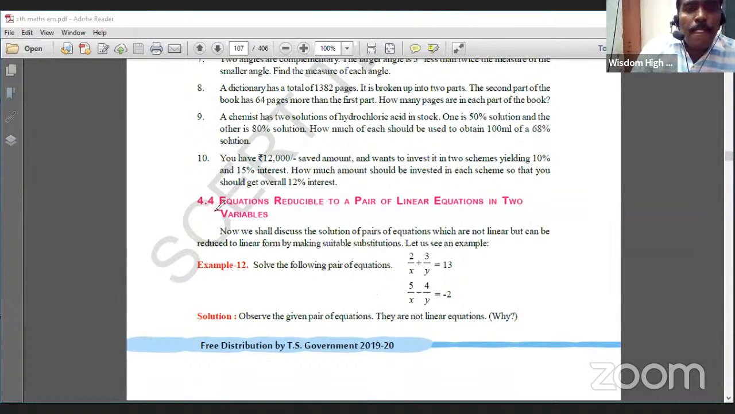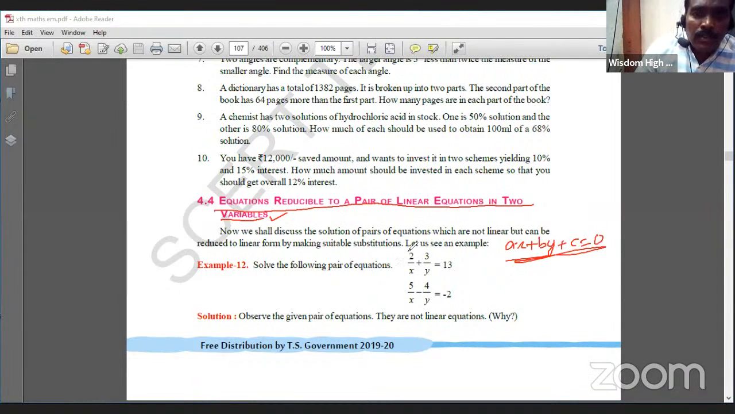The equations reducible to a pair of linear equations in two variables. You know that the general form of a linear equation is ax plus by plus c is equal to 0. This is the general form. Actually, you have to observe here, these are not in the general form of linear equation. We have to reduce them into the general form of linear equation. Try to understand, students.